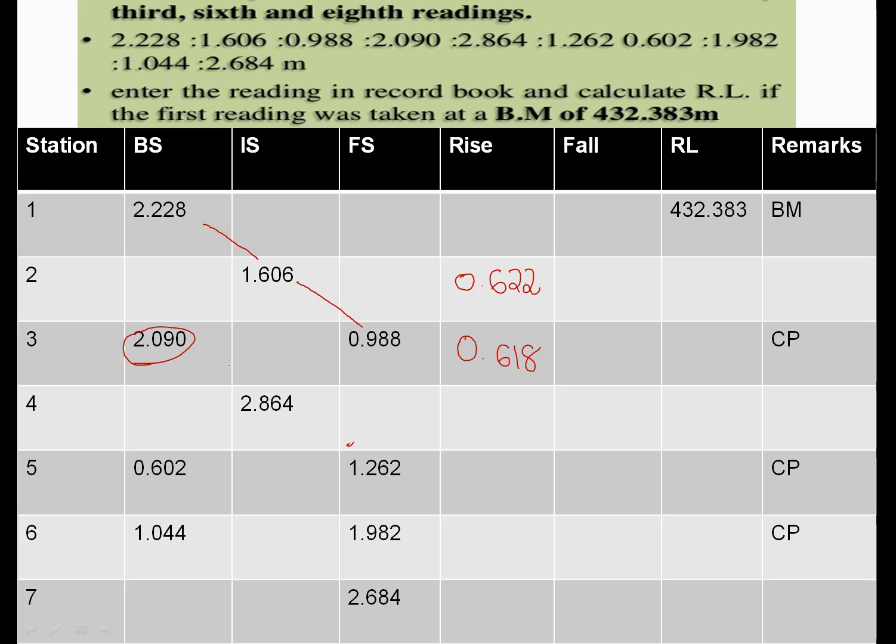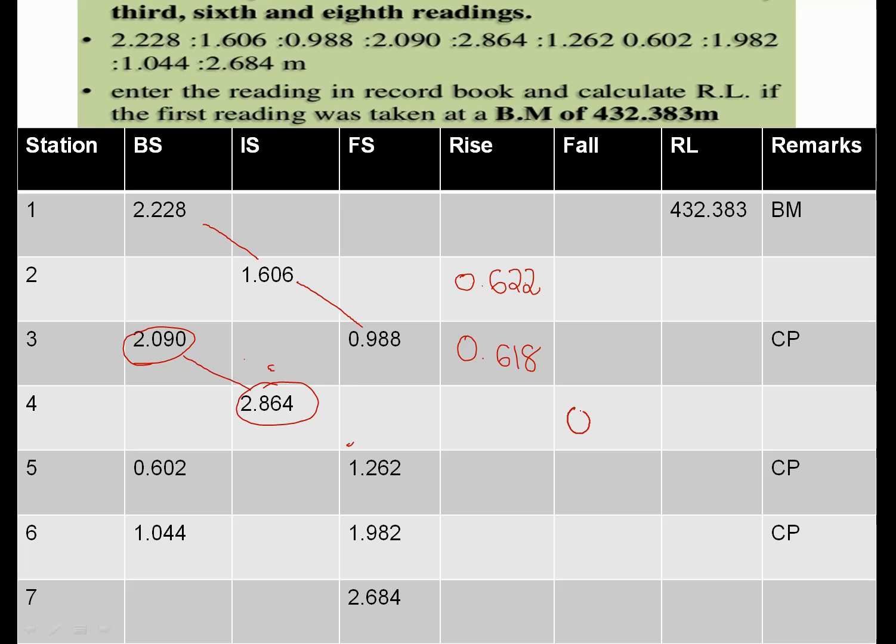So for finding out the next rise or fall, you have to take these two sets of readings, the difference between these two sets of readings. Find out the difference between 2.090 and 2.864, since the instrument setup has changed. You can see here the answer will be negative since the second value is greater than the first. So you can book it in which column? In the column for fall.